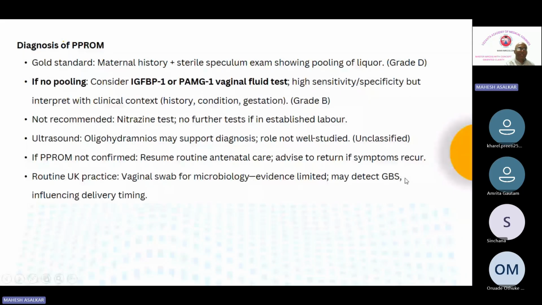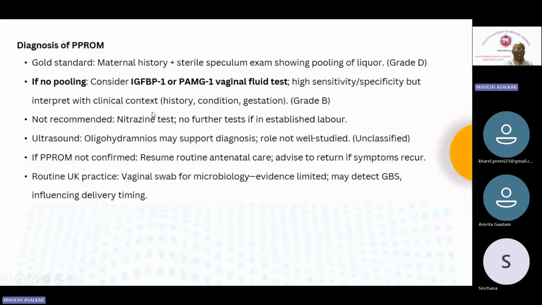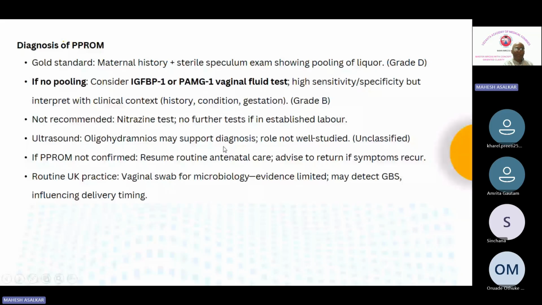The rest of the things are not very important. This again a repetition, IGFBP-1 or PAMG-1 on the vaginal fluid if there is no pooling after the speculum examination. Nitrazine test is not indicated. Ultrasound, oligohydramnios may support the diagnosis. If PPROM not confirmed, resume routine antenatal care.